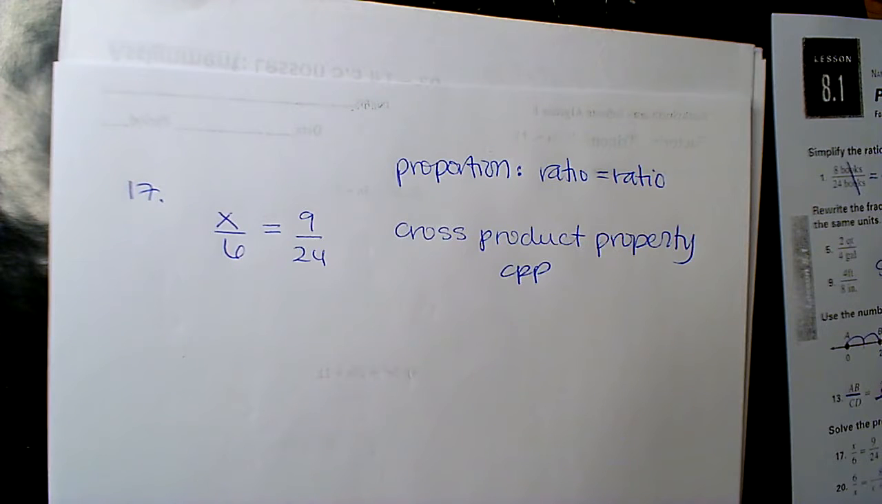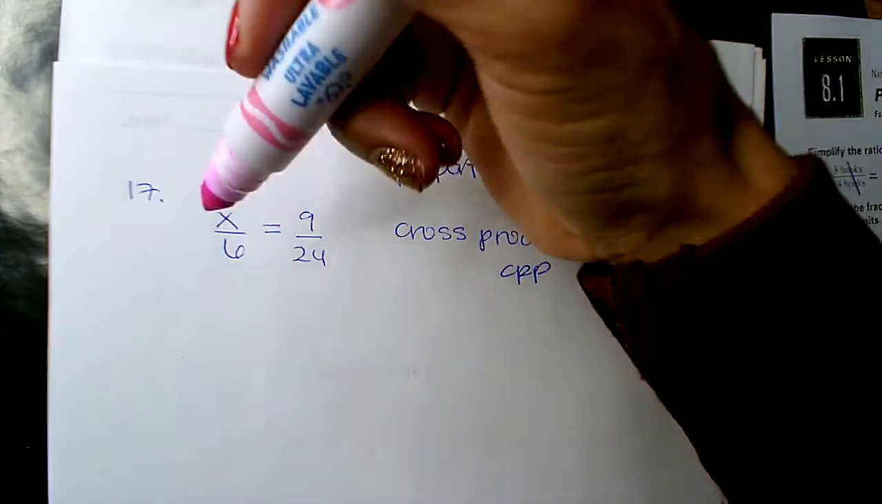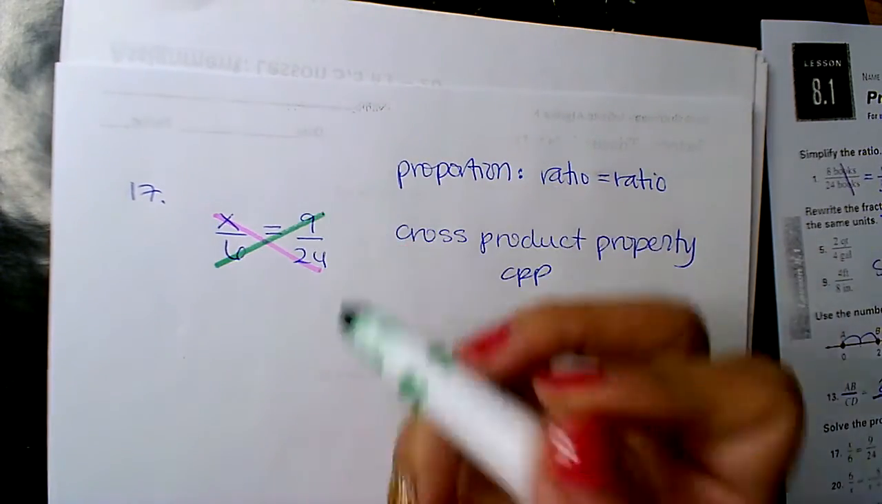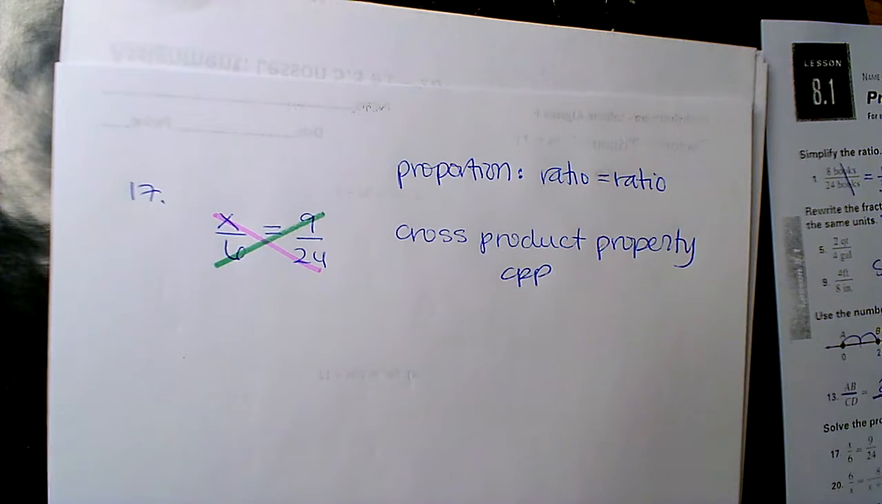All right. So here we go. The cross product property states that you can multiply diagonally, thus the cross. Do you remember that? So it would go x times 24 is equal to 6 times 9. So the cross product property essentially rewrites the proportion as an equation without ratios.